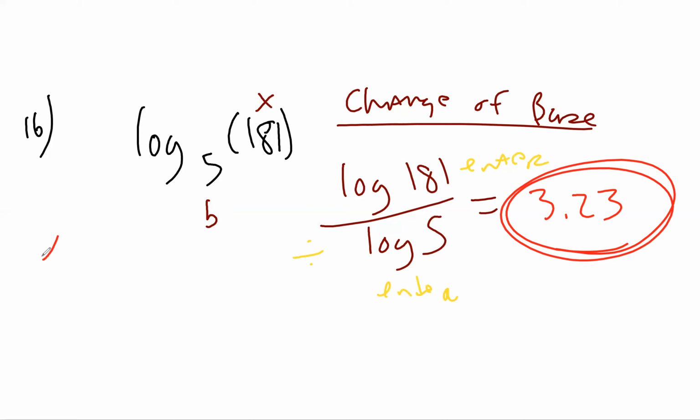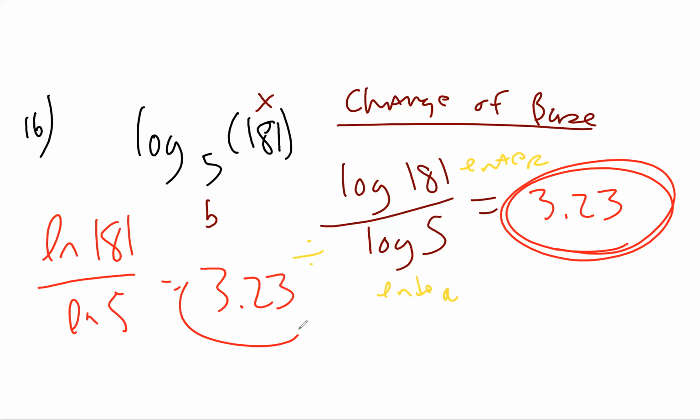Or if you're like me and for whatever reason you're obsessed with the ln, same thing. ln of 181 over ln of 5 is going to be 3.23. Doesn't matter if you choose ln or if you choose log, but you have to be consistent. You can't have ln on top and log on bottom. All right, what are your thoughts on 16? Change of base.